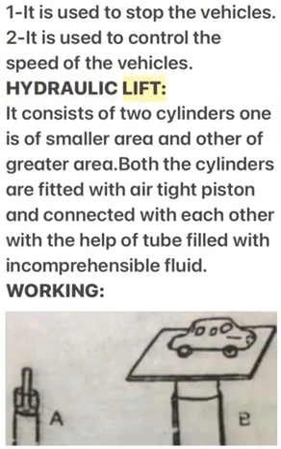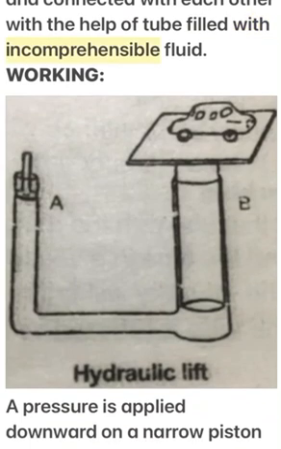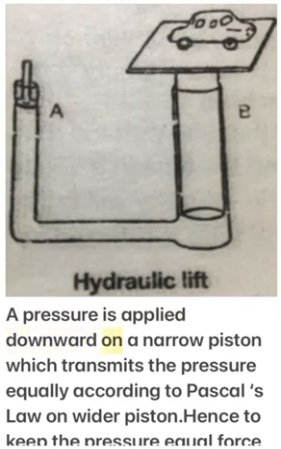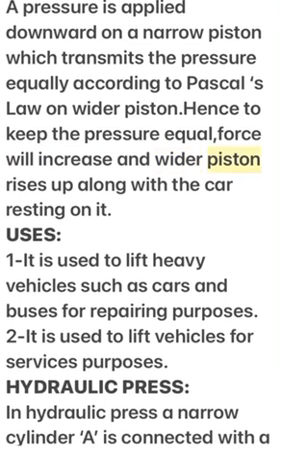Hydraulic lift. It consists of 2 cylinders. One is of smaller area and the other of greater area. Both the cylinders are fitted with airtight pistons and connected with each other with the help of a tube filled with incompressible fluid. Working. A pressure is applied downward on a narrow piston which transmits the pressure equally according to Pascal's law to the wider piston. Hence, to keep the pressure equal, force will increase and the wider piston rises up along with the car resting on it.